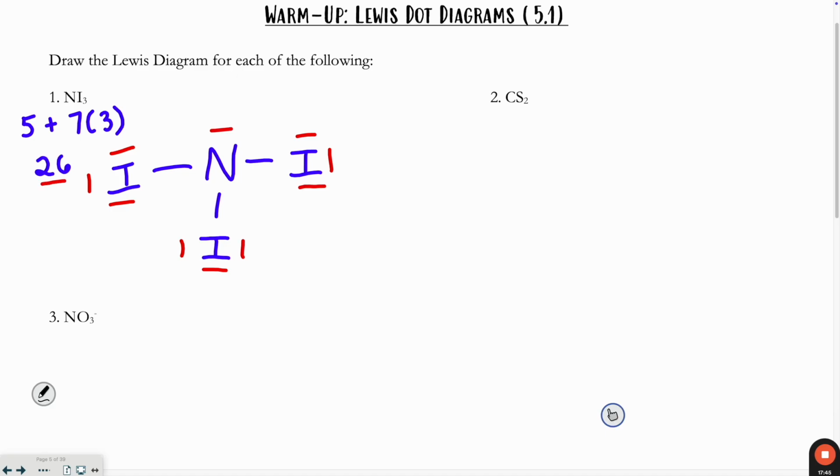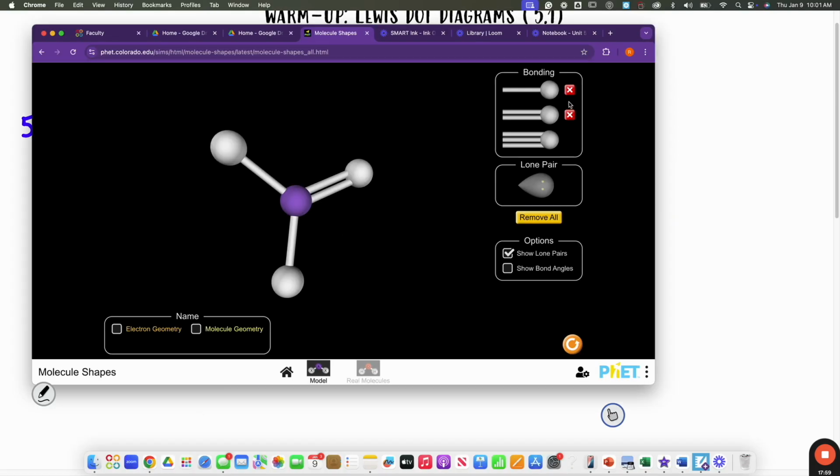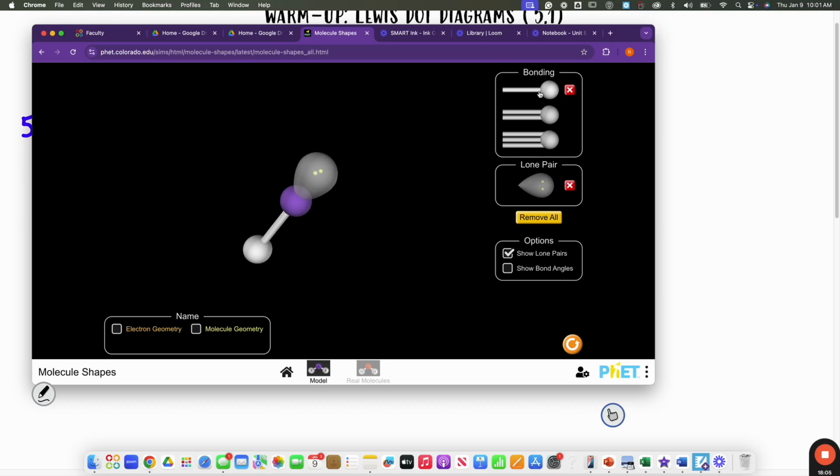So I'm actually going to show my counting here. 2, 4, 6, 8, 10, 12, 14, 16, 18, 20, 22, 24, 26. I'm good. Now I need to use my VSEPR model and make sure I do this correctly. I've got 1 lone pair of electrons. I've got 3 single bonds. So it looks like this.